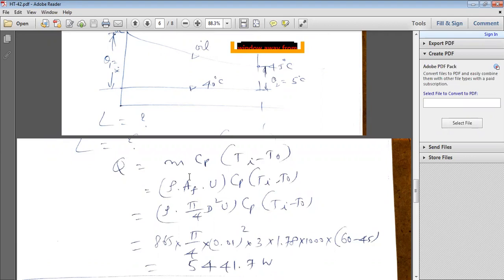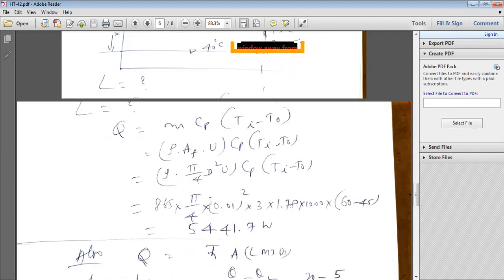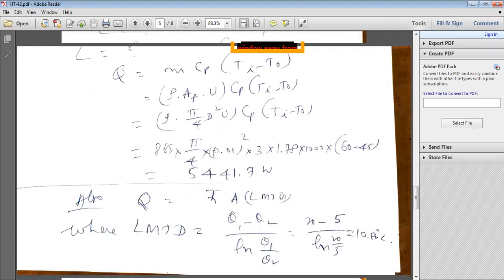But mass flow rate is not given. How do you calculate it? Density into area of the flow into velocity. Area into velocity is volume flow; you multiply by the density, then you will get the mass flow rate. So density of the fluid, area of flow, into velocity of the fluid, into Cp, into initial temperature of the oil minus outlet temperature of the oil. Rho into flow area. Flow area means the oil is flowing inside the pipeline, so the cross-sectional area of the pipe, pi by 4 d square, into U.